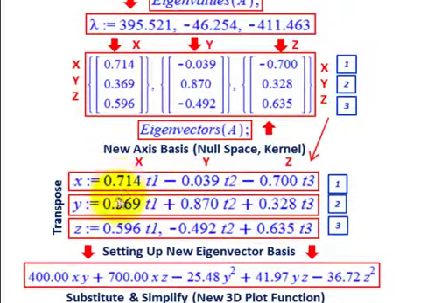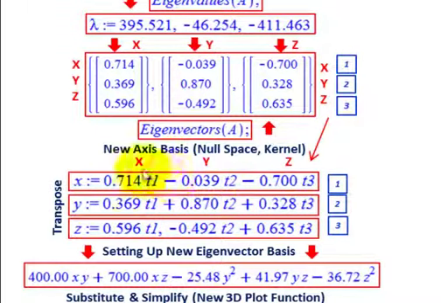Okay, and then for y, same thing here. Just take that row right across here that you have, 0.369 t1, 0.870 here t2, and 0.328 here for t3. Okay, and then do the same thing here for your z axis here. Just read them right across here and put them in here. 0.596 here for t1, minus 0.492 here t2, plus 635 here for t3. So this is the key here to the whole solution here when you're making this transposing this here.